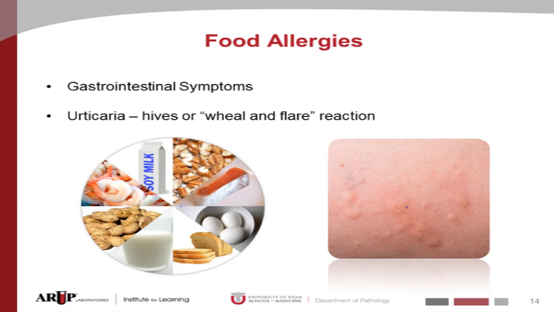So let's talk a little bit about food allergies. This happens when the allergen is ingested. Some of the most common food allergies involve cow's milk, peanuts, eggs, and certain shellfish, and there are several other things that can cause food allergies. If the symptoms are just occurring in the digestive tract, the person might experience cramps, diarrhea, vomiting, those kinds of things.